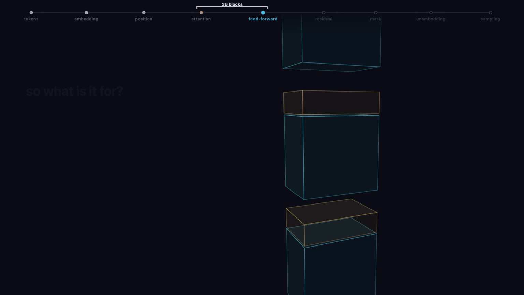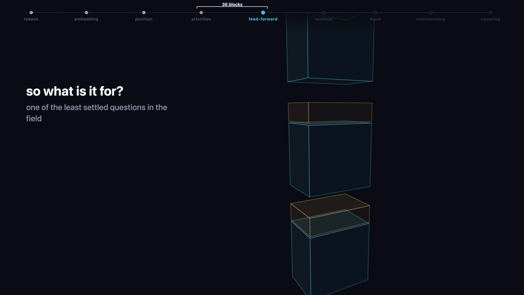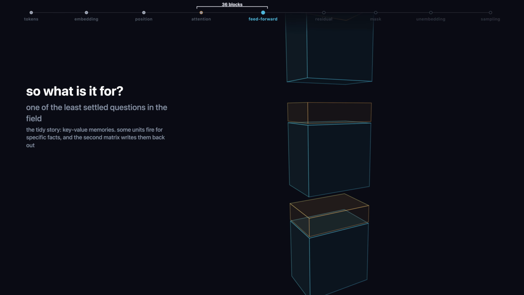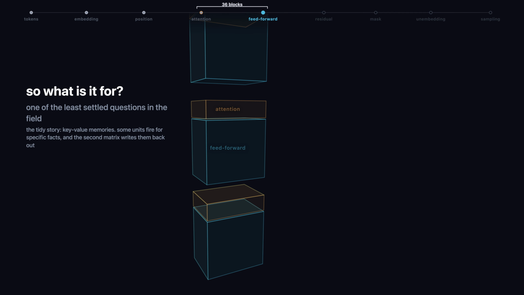Now, what is it for? The honest answer is that this is one of the least settled questions in the field, and I would rather tell you that than hand you a tidy story. The tidy story is that these are key-value memories, that some of those 12,000 units fire for specific facts, and the second matrix writes those facts back out. There is real evidence for it. There is also a paper from 3 weeks ago that complicates it badly.